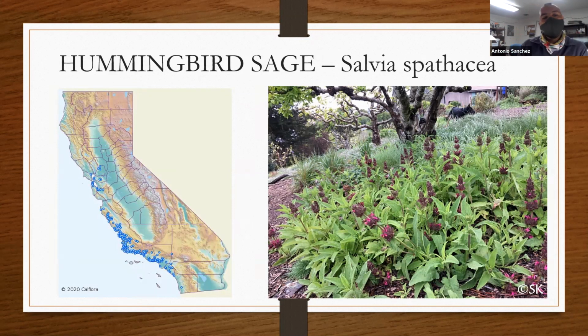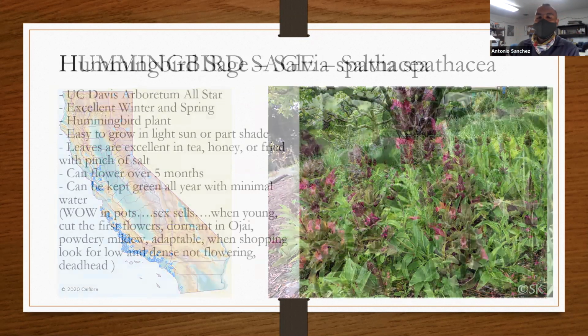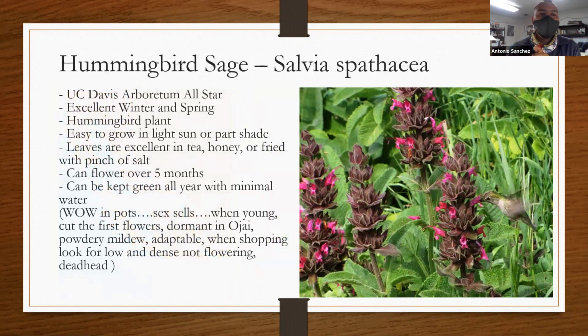And there's the distribution. That's where you find hummingbird sage across what we're going to call the wild in California. So a few points on hummingbird sage. UC Davis loves it enough to put it on their 100 best plants for California gardens. It's a great winter and spring flowering plant. The hummingbirds love it, and it's easy to grow. If you're in the inland areas, the Thousand Oaks middle or the hot inland, it always has to be in light or part shade. If you're in coastal Oxnard or Malibu, it can be in full sun to light shade. People use it for tea, honey, etc.